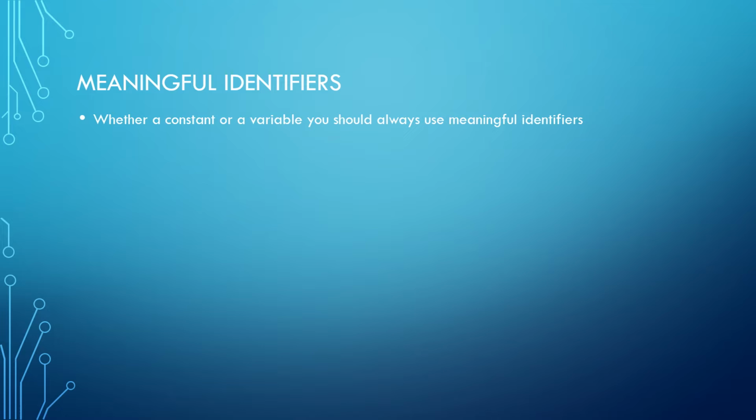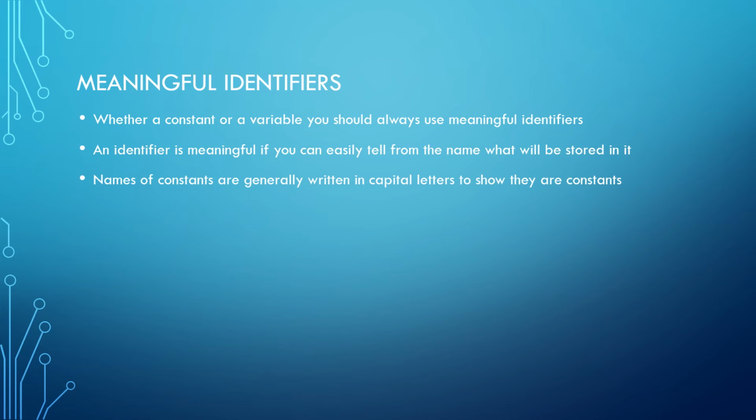Whether it's going to store a constant or a variable, a storage location needs a meaningful identifier, that is, a name that you can use to refer to it. An identifier is meaningful if you can tell easily from the name what's going to be stored inside it. For instance, we would expect a variable called name to store a string with the user's name and age to store an integer. It is conventional to write the name of constants in capital letters. This shows any future programmers that they are meant to be constants and not edited anywhere in the code.